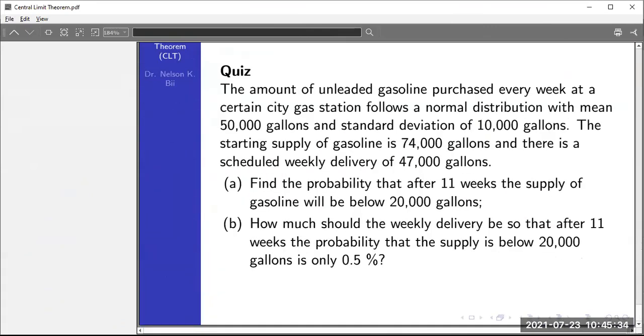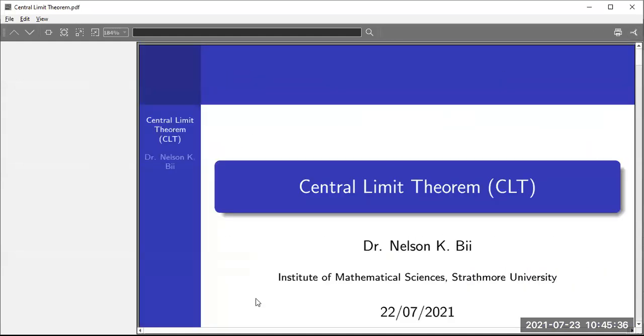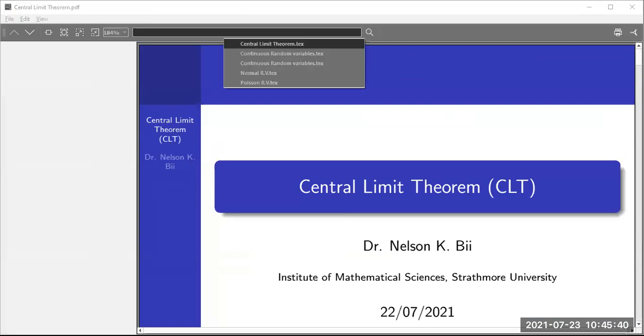So now I want us to look at the moment generating function for the normal random variable. Okay, let me see if I can access the LaTeX file for that.